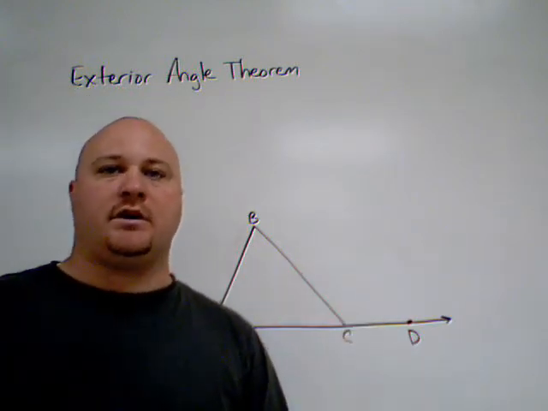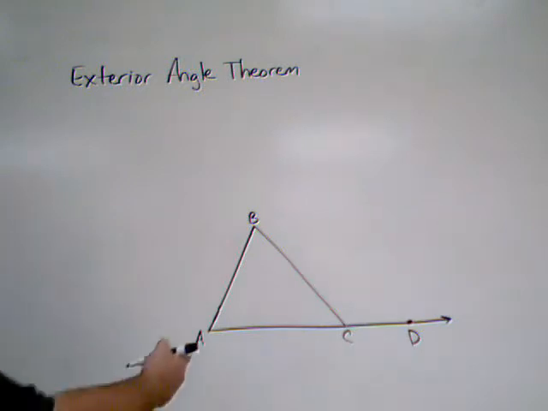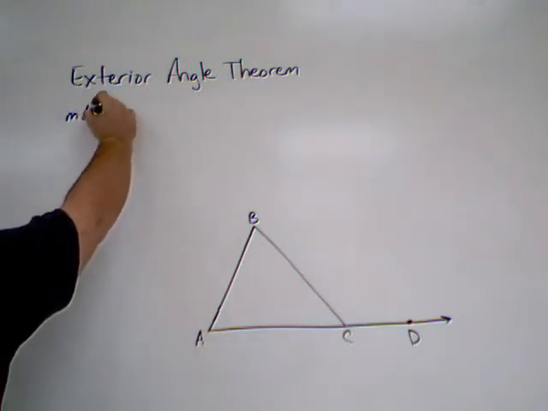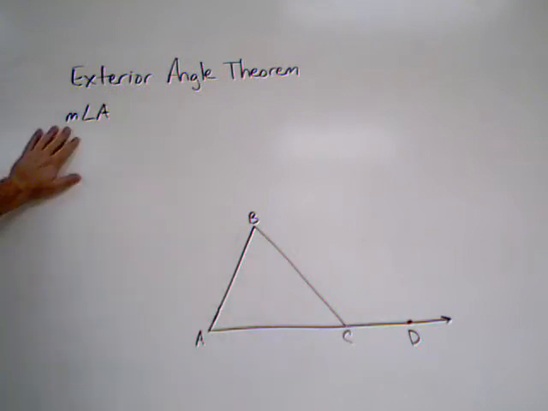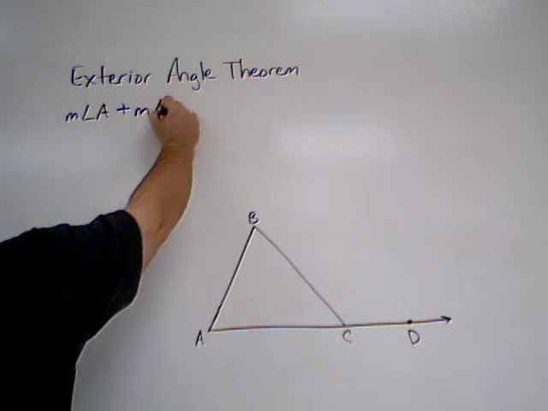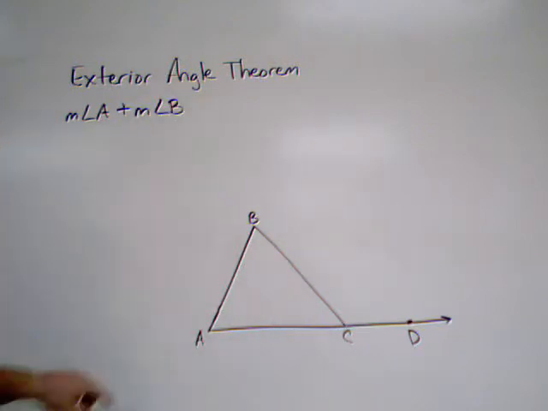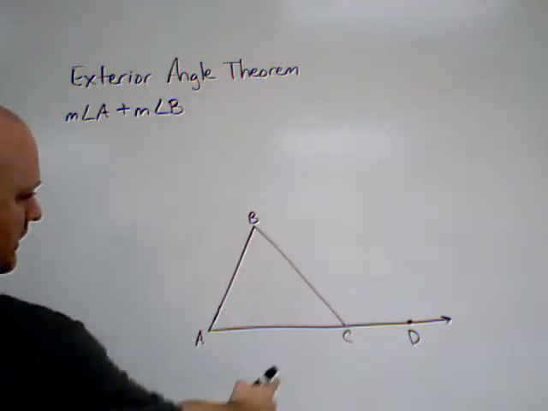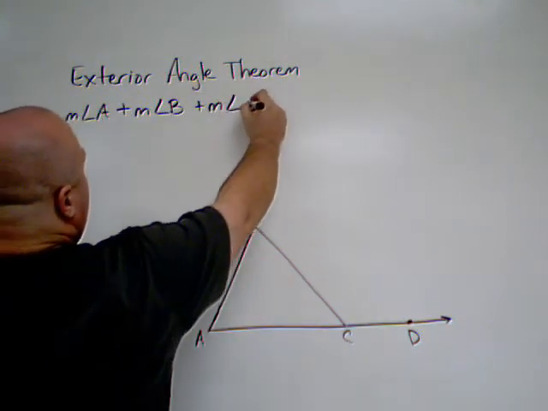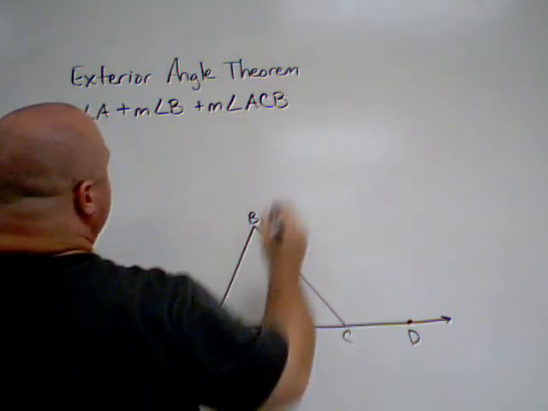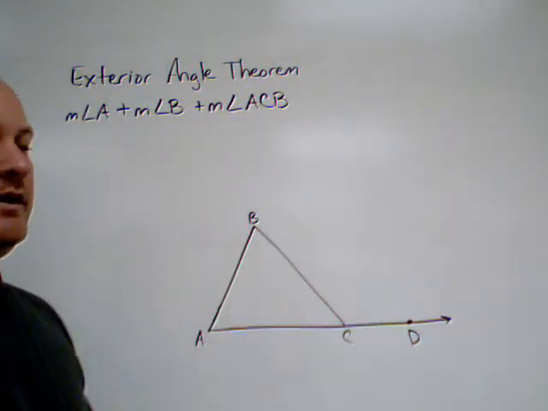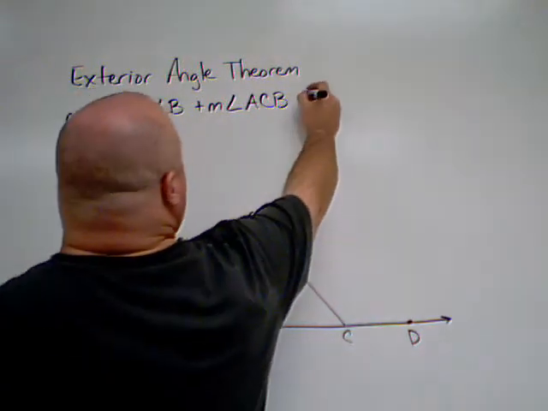But we want to go ahead and prove this. So we're going to start with angle A. We're going to use M, which means measure. So we have the measure of angle A plus the measure of angle B. It's this one and this one. We're going to add this one, the measure of angle ACB. Those are all three angles in our triangle. Now we know that they add up to 180 degrees.